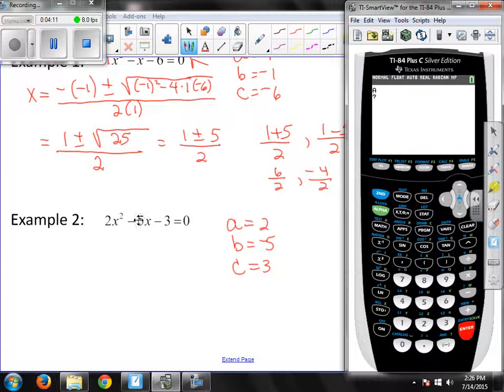If it's in standard form, all you need to do is put in your a, b, and c. 2 for a, negative 5 for b, and c, I'm sorry, that was a negative 3. We have to watch our signs. Negative 3. Okay, so my two solutions are 3 and negative 0.5. If you hit enter one more time, it will give me the answer in rational number form. 3 and negative 1/2.